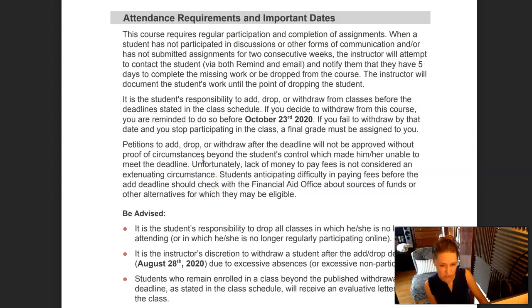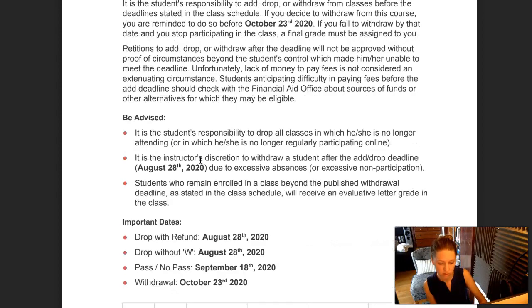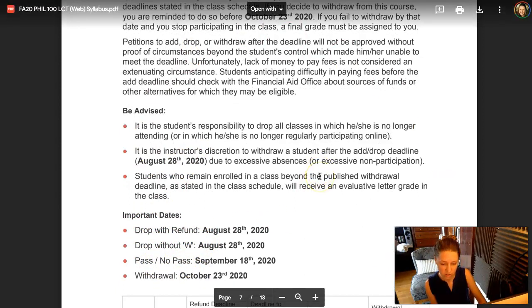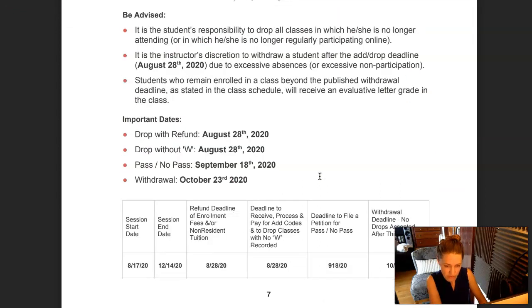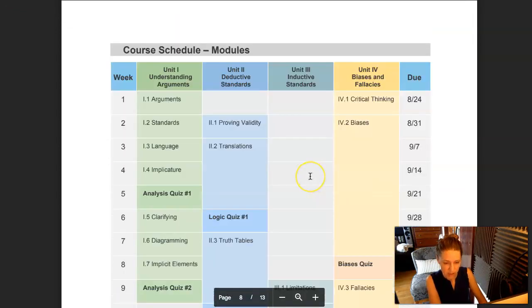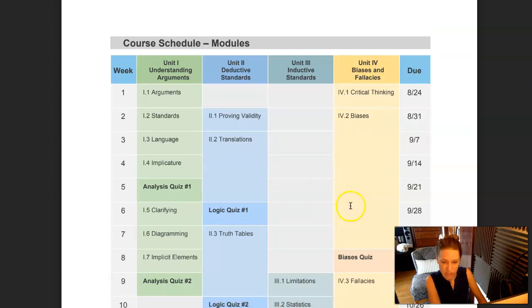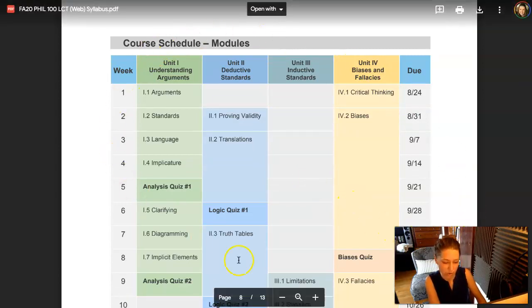Next page is important information about dropping the class with a W, without a W, changing your pass/no pass, basically all of the important dates and housekeeping. So be sure to read through that carefully. And then finally, on page 8, we have our course schedule.